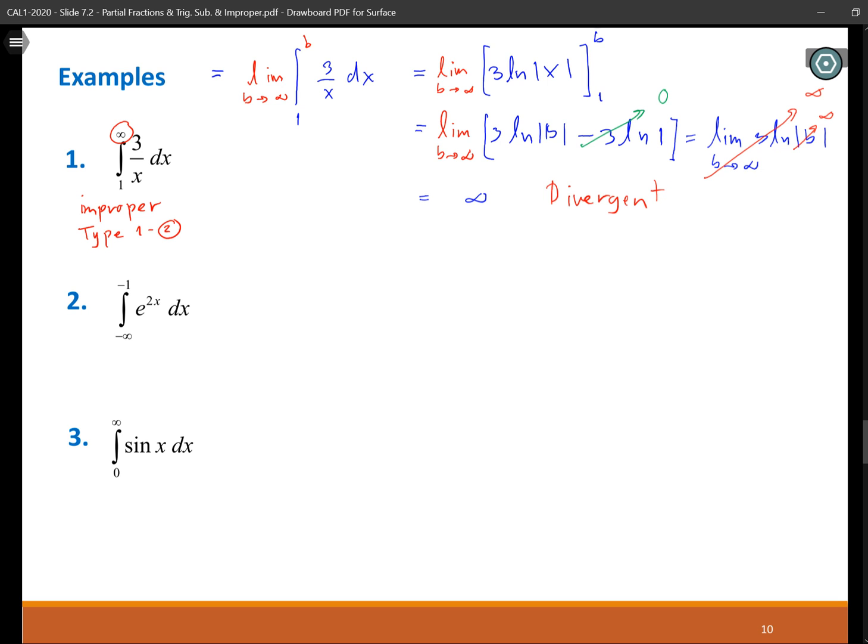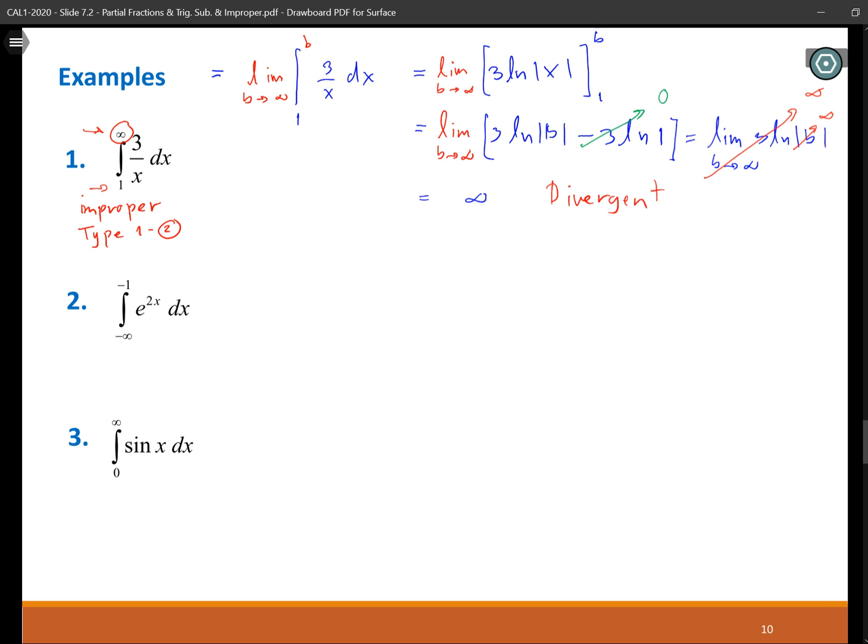Okay? There is another way to look at this. If you plot the graph of 3 over x and try to find the area under this graph starting at 1 and going all the way to infinity, in the end this area is going to be infinitely large. It diverges. So that is the answer for number 1: diverges.